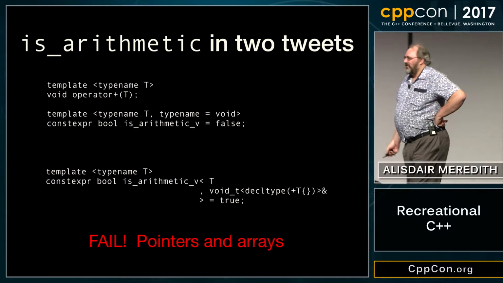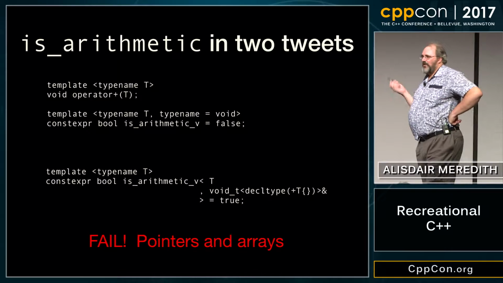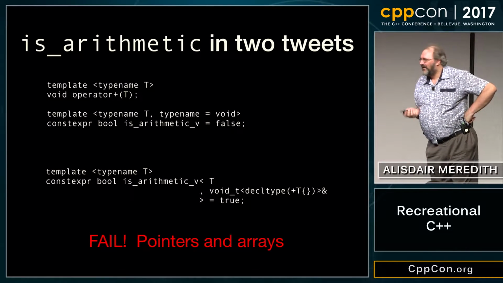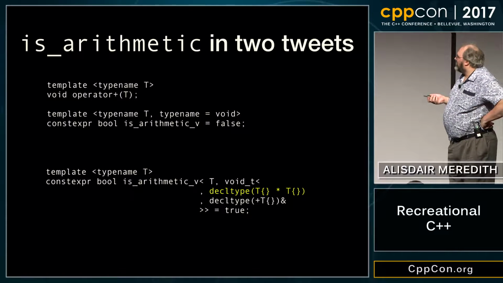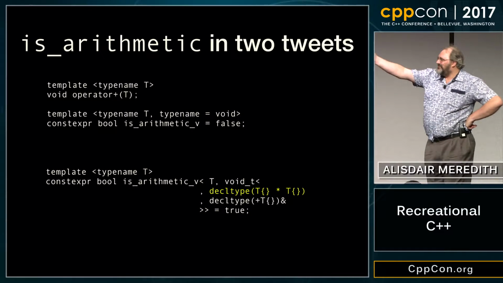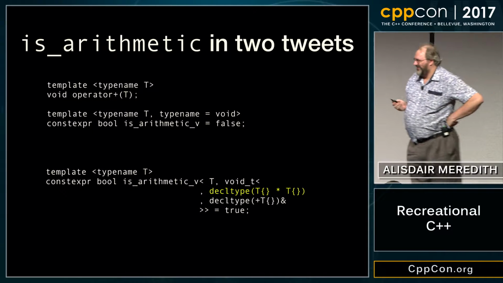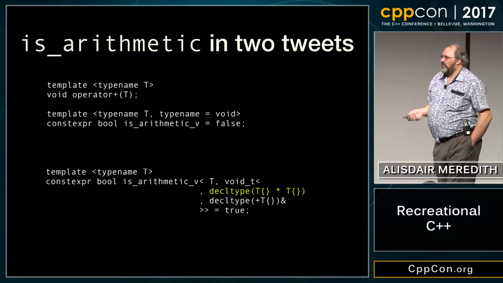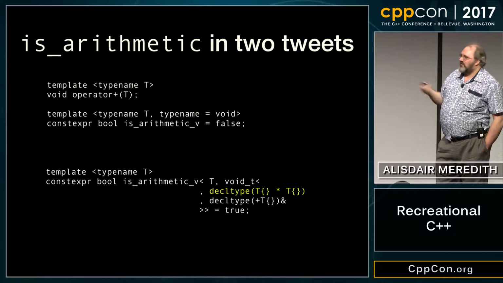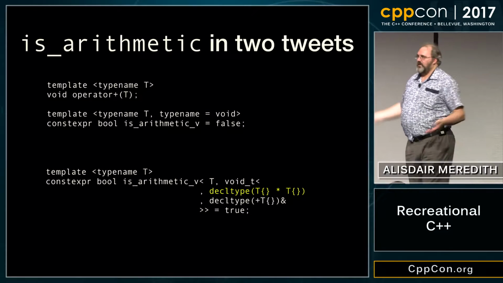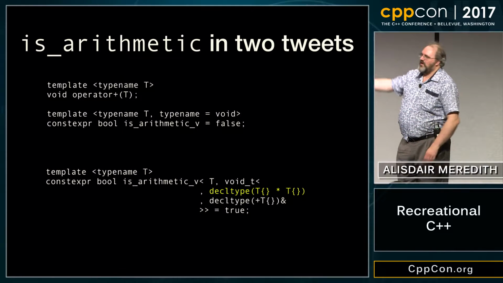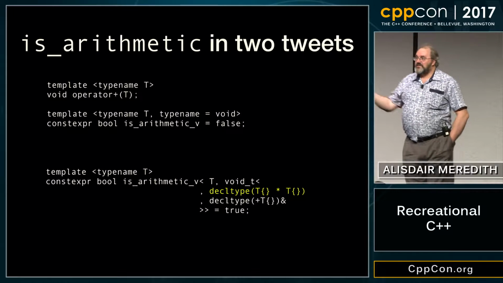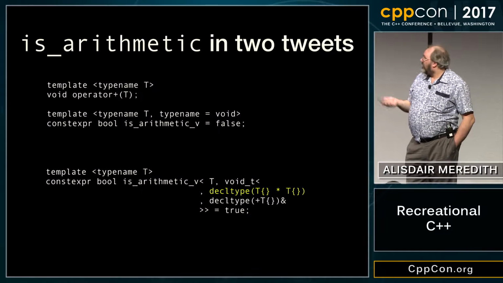No, I made a bad assumption. Pointers and arrays also, it turns out, match here. So we're going to have to do a little bit more code to filter those out, and we'll use the multiplication operator. With that to filter out the other types, I make sure I've not got a user-defined type that implements multiplication, so I've still got to do my test for was I a fundamental type? But this finally gives me is arithmetic. And it works.